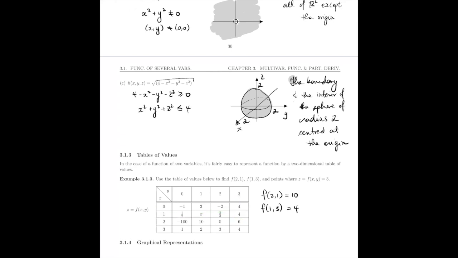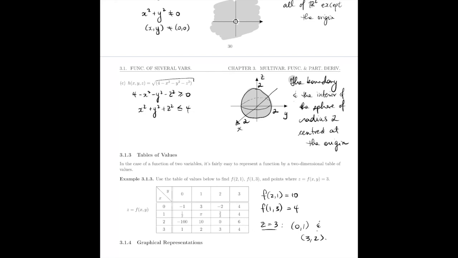And lastly, we want to find all places where z is 3. So where does the function take the value 3? Well, we can see 2 of them. The first one is at the point (0, 1), this 3 here. And the second one is here, and that is at the point (3, 2). So at (0, 1) and at (3, 2).